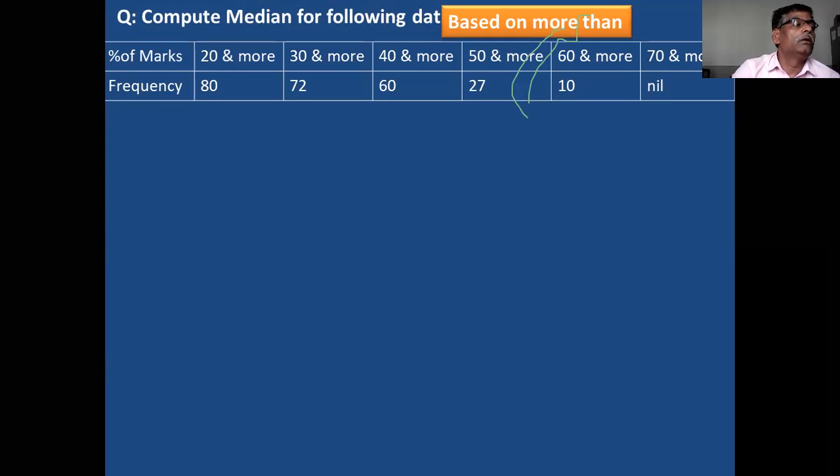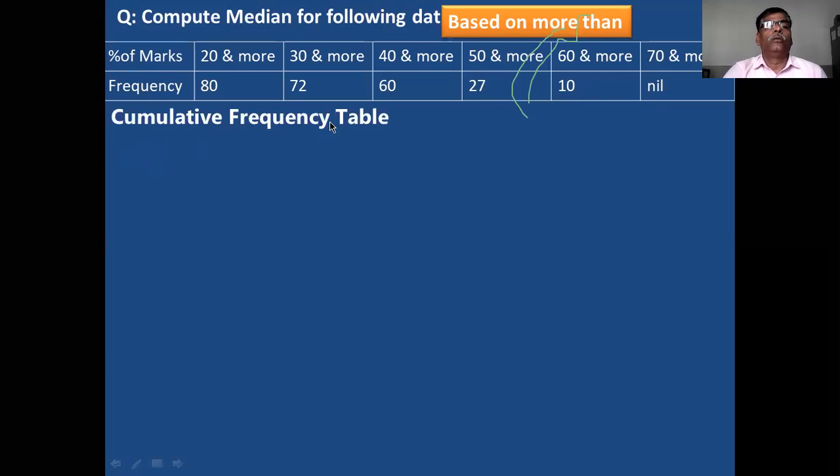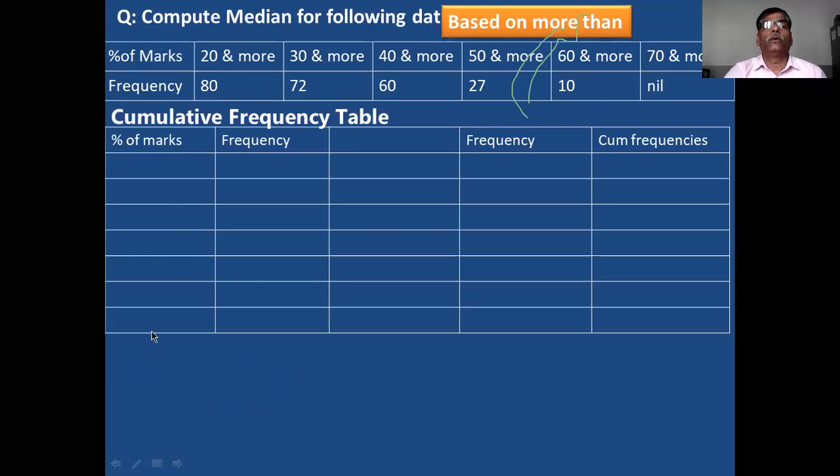Okay. More than 80 marks. This is the more than. More than means the value given is the lower limit. Remember this. In more than frequency distribution, class value given is lower limit, not the upper limit. In the less than, upper limit value they give, you have to fix the lower limit. In the more than frequency distribution, they will give you a lower limit, you have to fix the upper limit. Remember this. Okay. Cumulative frequency distribution table. This is the frequency distribution table.